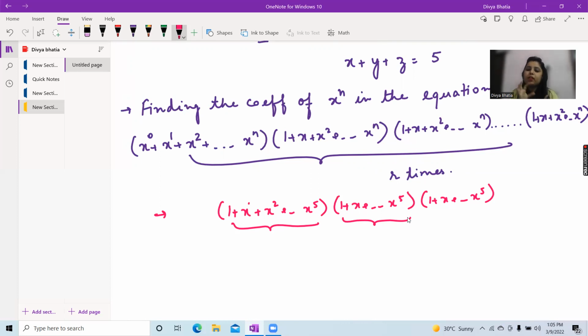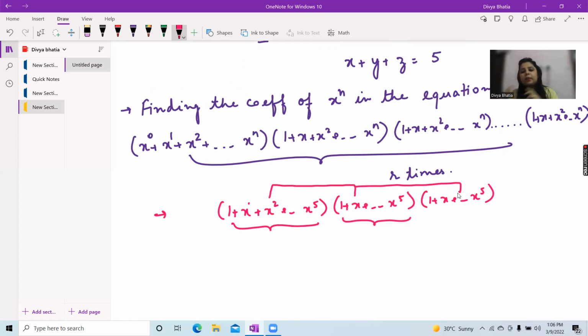Now, how x to the power 5 will form in this expression, let's see. So I can say when this x square gets multiplied to x here, and this x gets multiplied to x square in this bracket. So x square gets multiplied to x and then gets multiplied to x square here. So that is one of the ways of forming x to the power 5, right? That means I'm putting 2 objects in the first box, 1 object in the second box, and again 2 objects in the third box. So this is one of the ways of x to the power 5 forming in this particular expression.